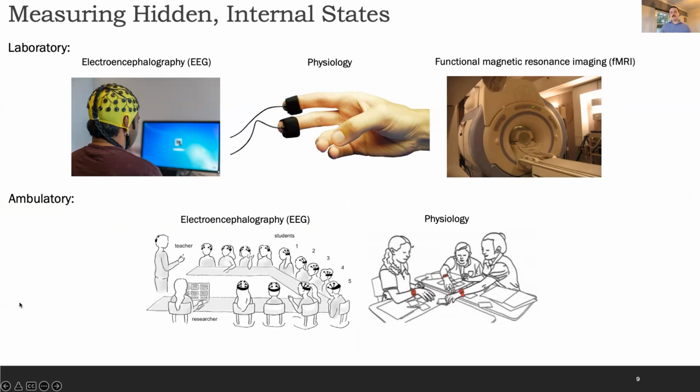But with advances in technology, there's also a lot of ambulatory devices. So ambulatory just means you can walk around with them. So the most common ones are physiological devices. So things like wrist-worn devices that measure physiology like heart rate and electrodermal activity. But also there's now these really neat mobile EEG systems that can record brain activity from whole classrooms.